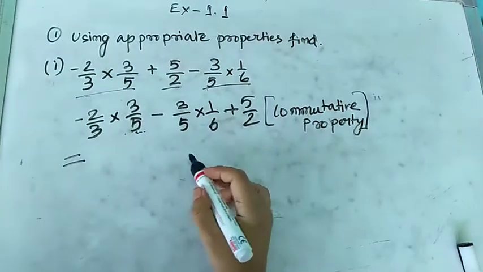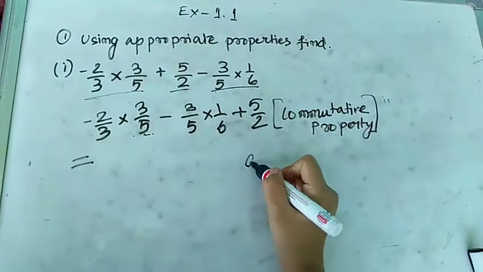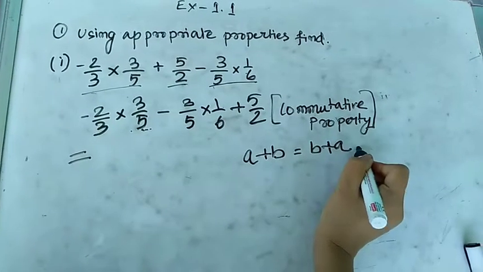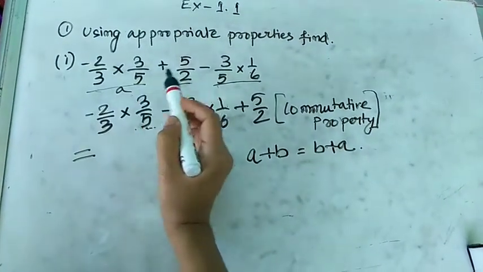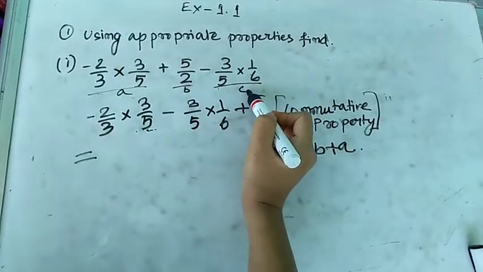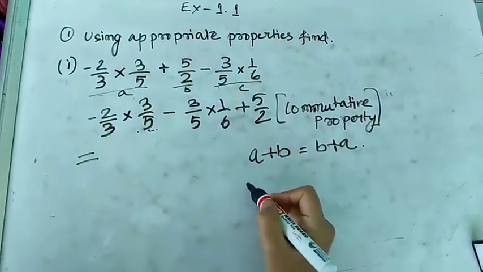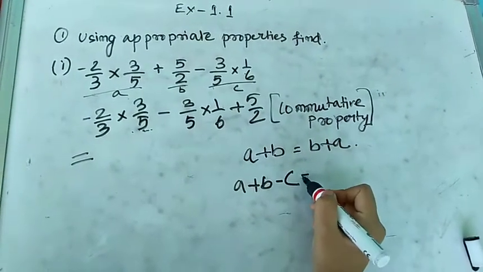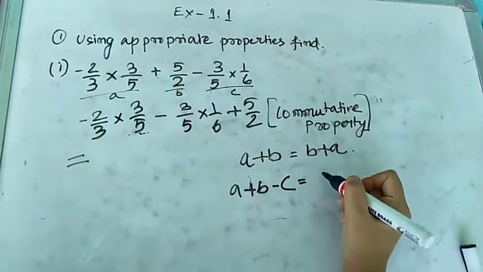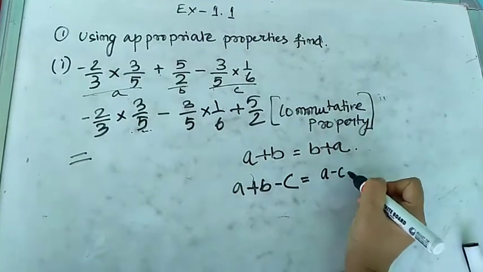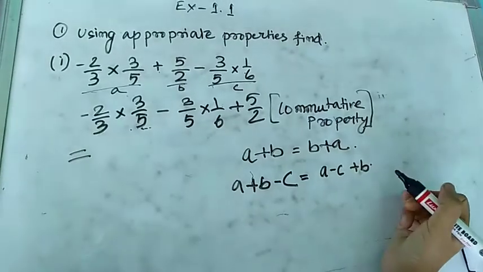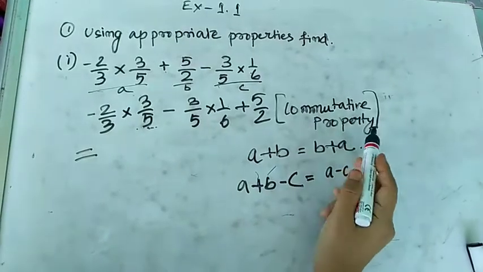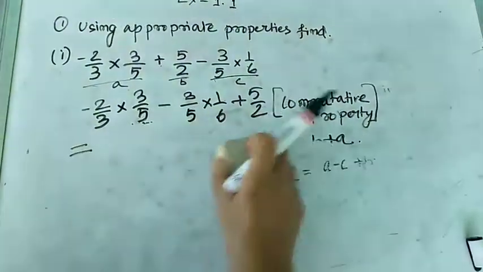Now we have studied before that commutative property is a property where if you have two numbers a plus b, we can write this as b plus a, and there will not be any overall difference in the equation. So this is a, this is b, and this is c. So a plus b minus c is written as a minus c plus b. So commutative property is a property where we change the places of the numbers without any change in the overall answer.